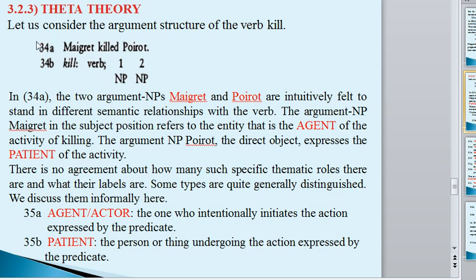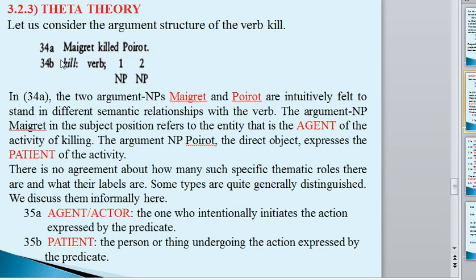What is Theta Theory? Let us consider the argument structure of the verb kill. You see here, we have a verb, killed. It needs two kinds of argument or participant. Margaret killed Poirot. You see here, the verb kill needs two arguments, two NPs, Margaret and Poirot. This is the subject of the verb kill, and this is the direct object of the verb.